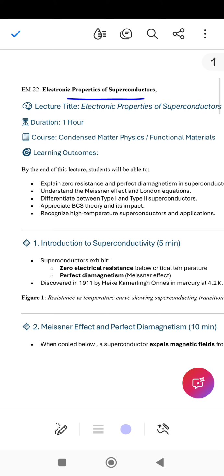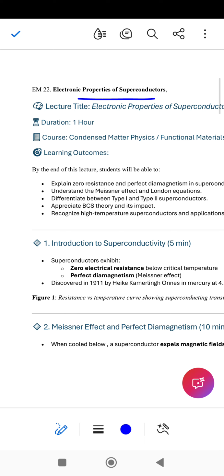and perfect diamagnetism in superconductors. Comprehend the Meissner effect and the role of London equations. Differentiate between Type 1 and Type 2 superconductors. Appreciate the foundation and implications of BCS theory. Recognize the significance of high-temperature superconductors and their applications.